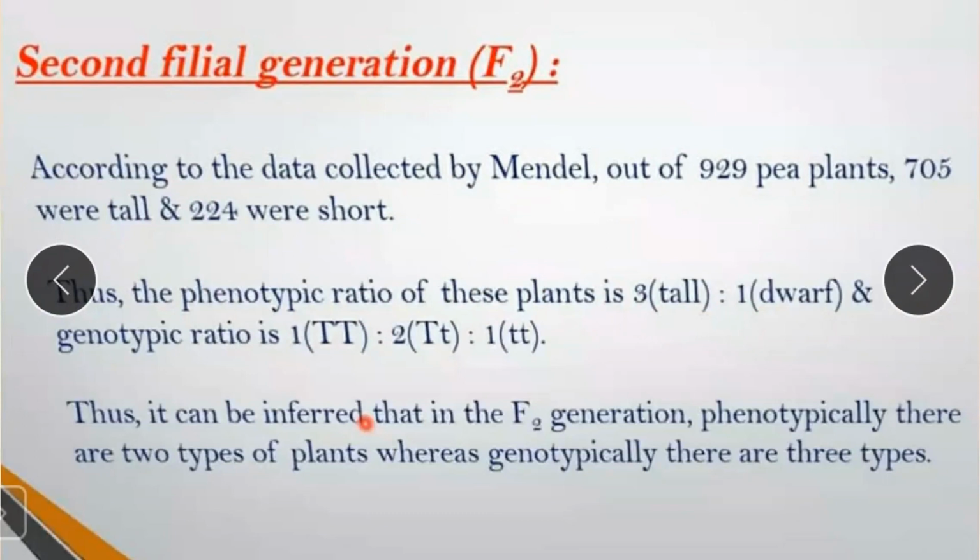Same T means what? Just now I told you, homozygous dominant is capital TT, one capital T and one small t shows heterozygous, and both small t gametes show homozygous recessive. So thus it can be inferred that in the F2 generation, phenotypically there are two types of plants, whereas genotypically there are three types. So my dear students, up till here you understand all about the monohybrid cross.